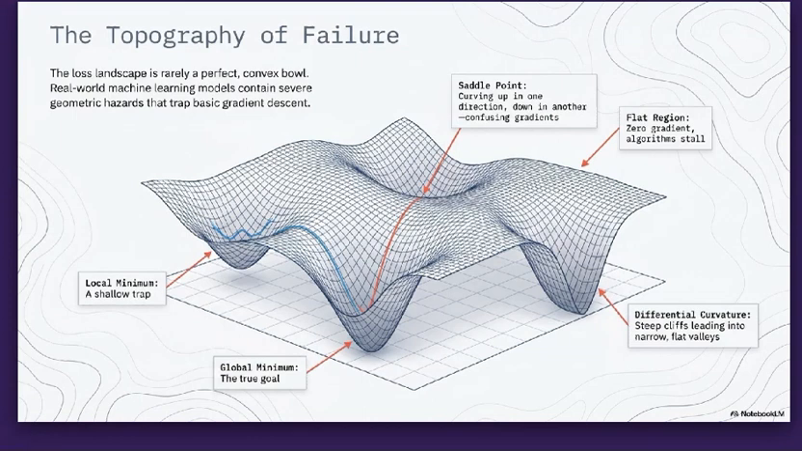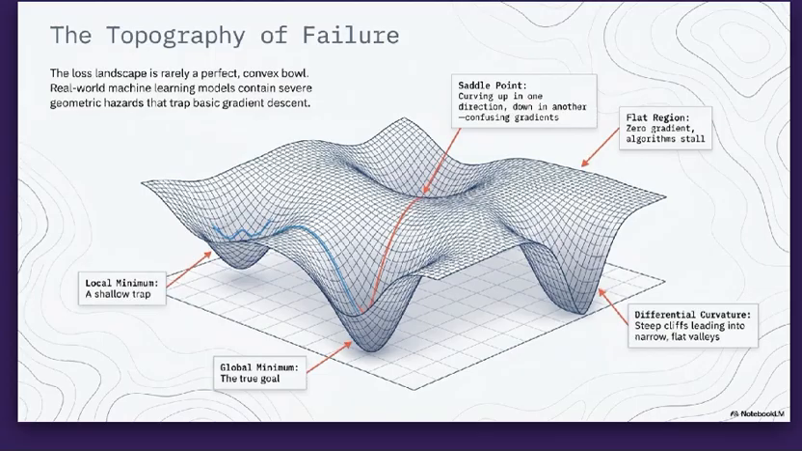But honestly, the most violent hazard is differential curvature. Geometrically, this is a steep ravine. Let's build the ravine in our minds for the listener. We have massive, towering cliffs on the left and right, extremely steep vertical drops. Okay. But the valley floor between them is very narrow, and it slopes downward very, very gently. The mathematical term for this is an ill-conditioned landscape. Ill-conditioned. Yeah. The condition number is basically a ratio of the steepest curvature to the shallowest curvature. In a ravine, this ratio is massive. The slope down the cliff walls is immense, while the slope along the valley floor is minuscule.